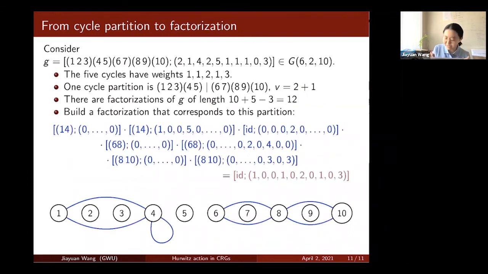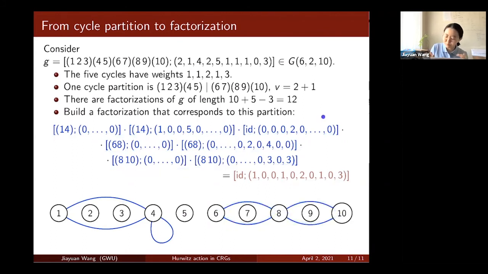First, all these blue factors correspond to the blue edges in the factorization graph. Here, these 2 have transposition 1, 4. That's why we have a pair of parallel edges connecting 1 and 4. And then in this diagonal reflection, there is a non-zero weight at the 4th coordinate. So here we have a loop at vertex 4. Then these 2 connect 6 and 8, and these 2 connect 8 and 10.